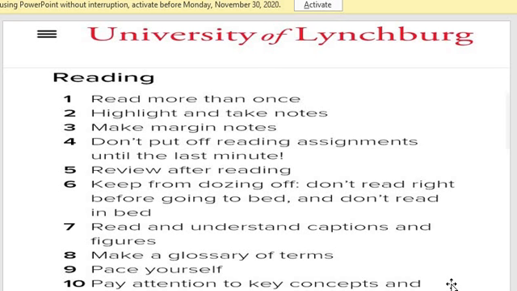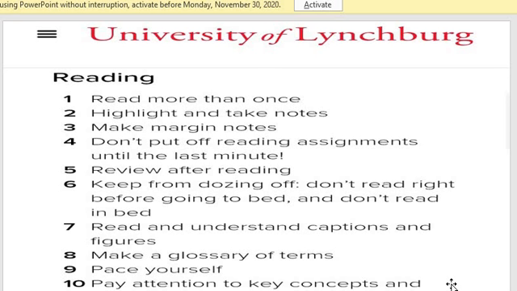And lastly, pace yourself. That is a very important point for me and for you as well. Pace yourself according to the time. Do not delay. Maybe doing things early can be a good idea, but pace yourself according to the deadlines, according to the time. These are the things you have to do while you are studying in the university.